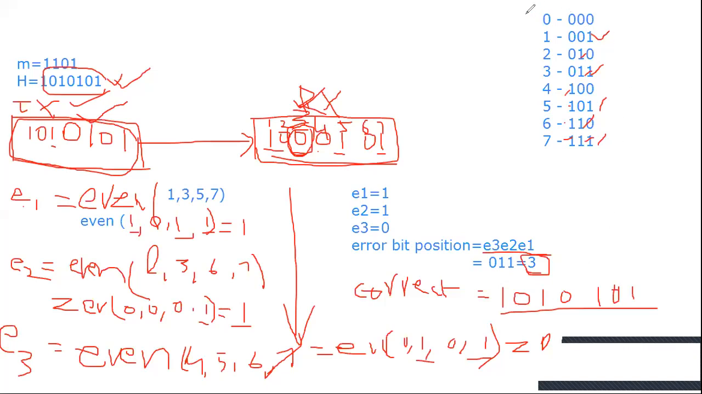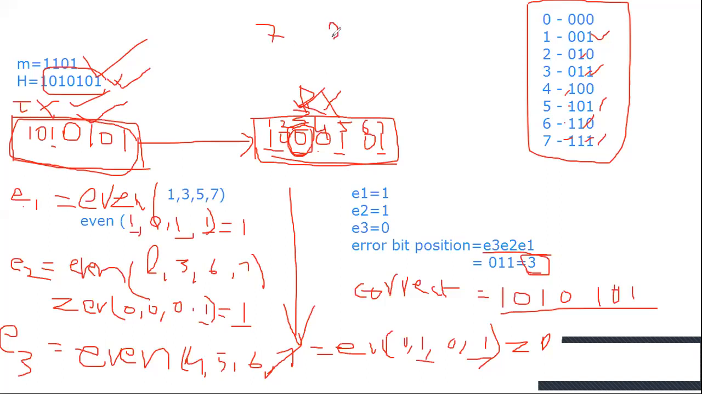So compulsorily, you must know this table. Here we have only 4 message bits. Suppose 7 message bits are given. Then the number of parity bits also changes. How do we calculate the number of parity bits here?